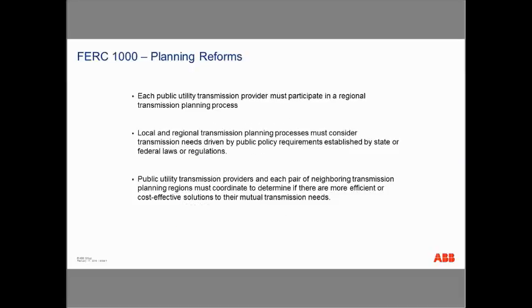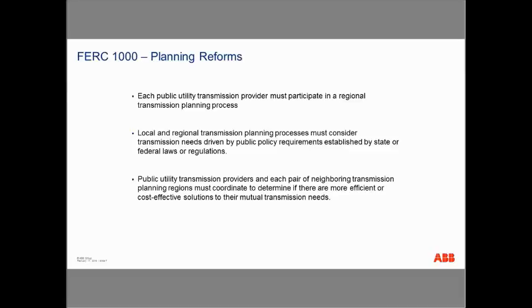Let's start out with the planning reforms. Each public utility transmission provider has to participate in a regional transmission planning process, and many of those have popped up across the country. For some, it was not a big deal, as there were already transmission organizations like MISO, PJM, and SPP in place that did transmission planning, so they already had processes that were regionally coordinated. But other areas of the country had to get together and form these groups to do regional transmission planning.